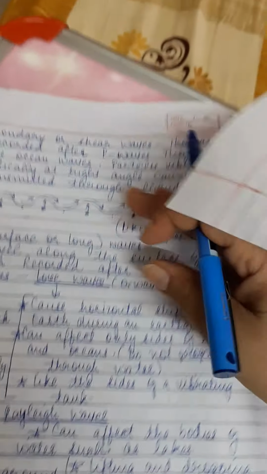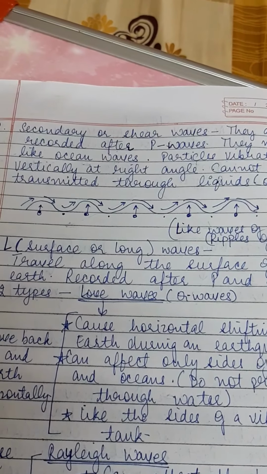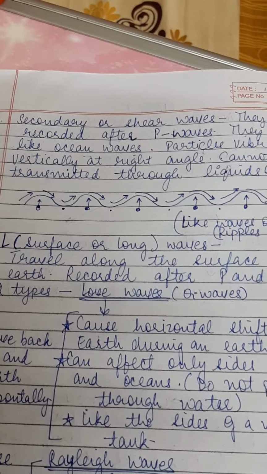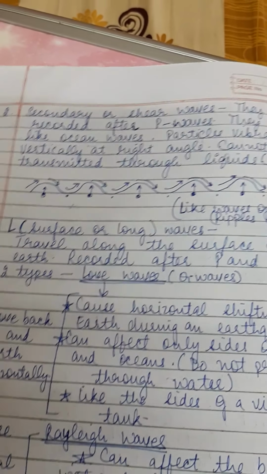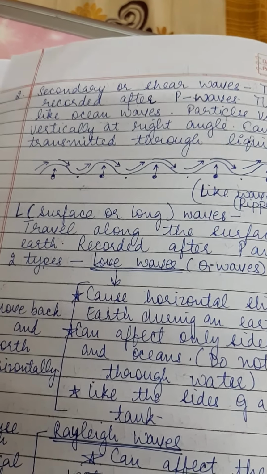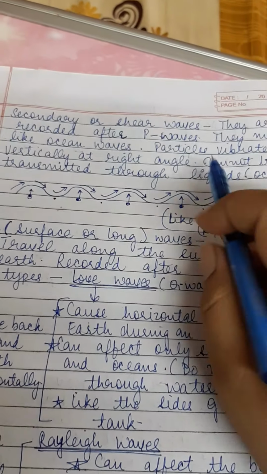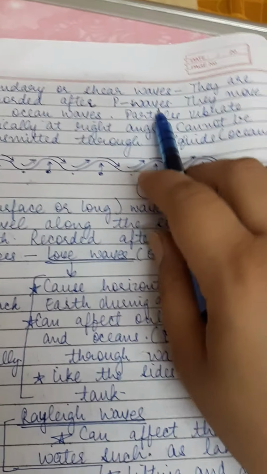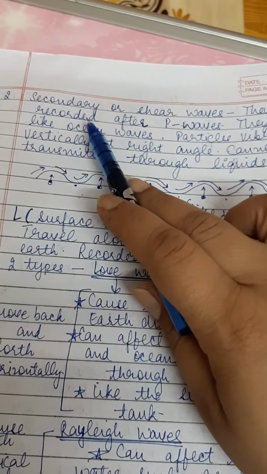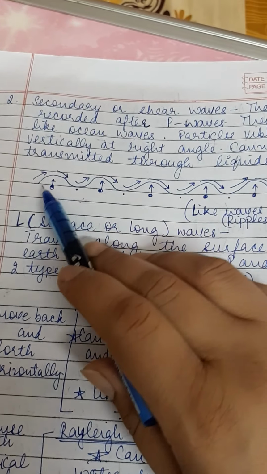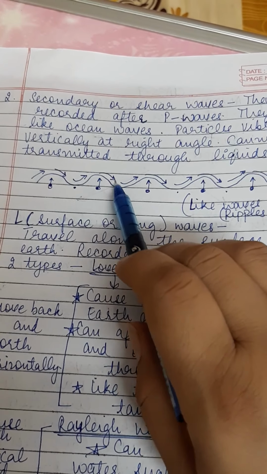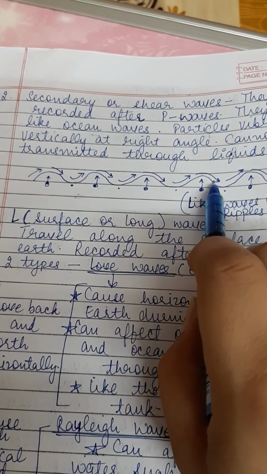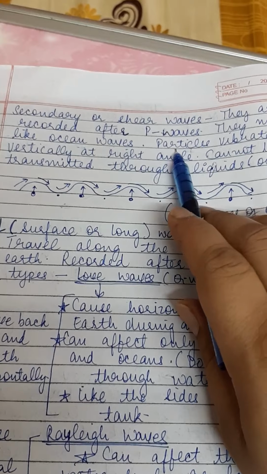Next we have secondary waves, also called shear waves. Now these are the waves which are recorded after the P waves. That is why they are named secondary. They come second to the P waves, the primary waves. They move like ocean waves, like the ripples in the river, you must have seen.